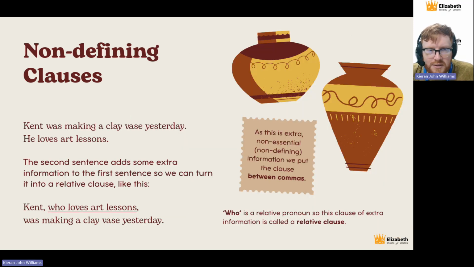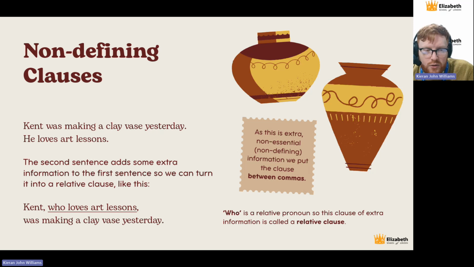Okay, let's move on to the non-defining relative clauses then. So like we said before, they add extra information to a sentence, but they are not completely necessary for it. Okay, so we've got two sentences here. Kent was making a clay vase yesterday. He loves art lessons. Okay, so the second sentence adds some extra information to the first sentence, so we can add it in.